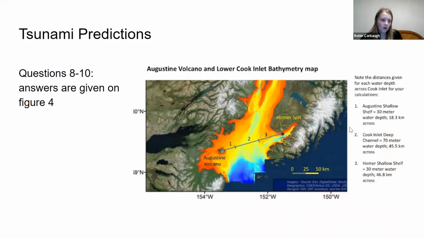So questions 8 through 10 just ask for the length across. So no tricks, we just give them to you because it's kind of hard to measure on screens. So segment 1 is just 18.3, segment 2 is 45.5, and so on. And then keep in mind that segment 1 is 30 meters depth, segment 2 is 70 meters. We're in the middle there, it's getting deeper, and then segment 3 is back to 30 meters.